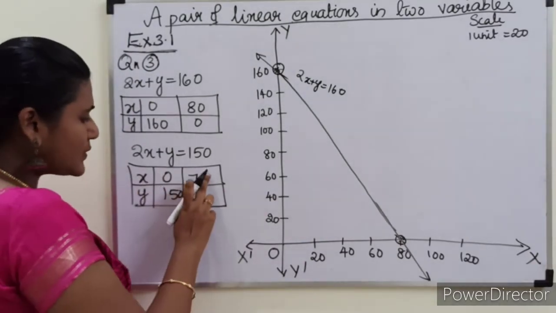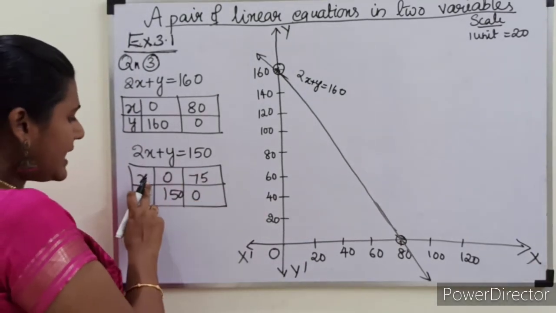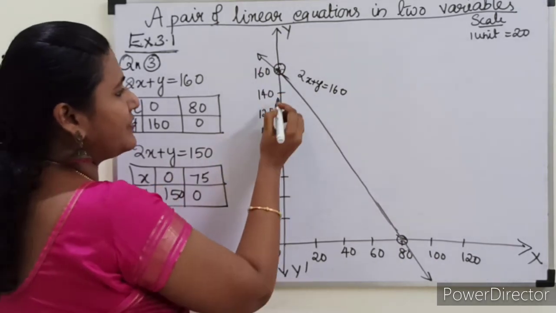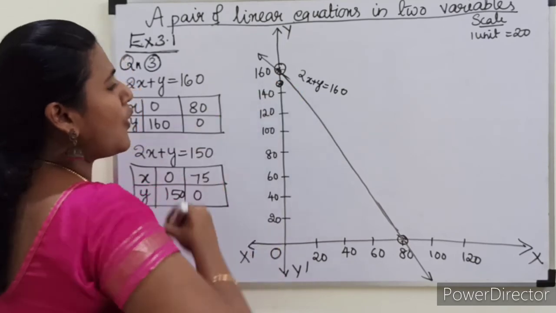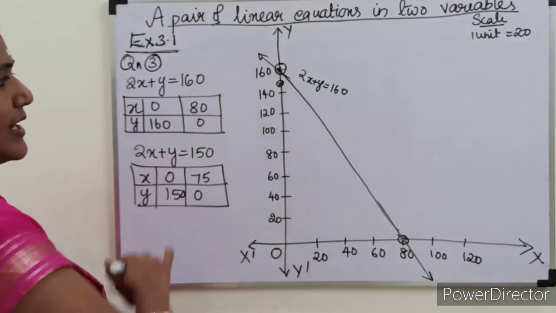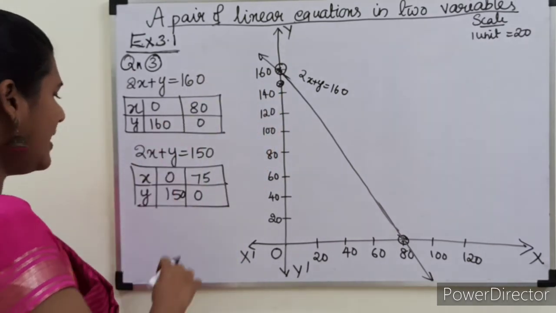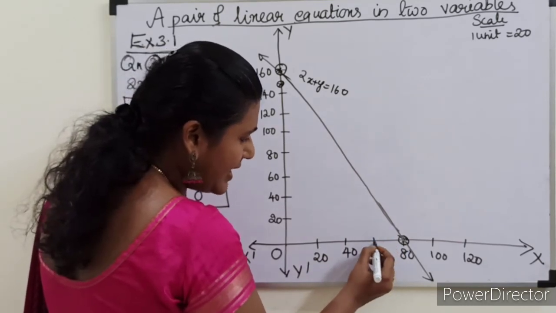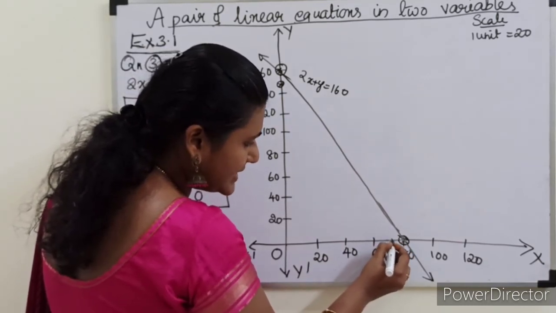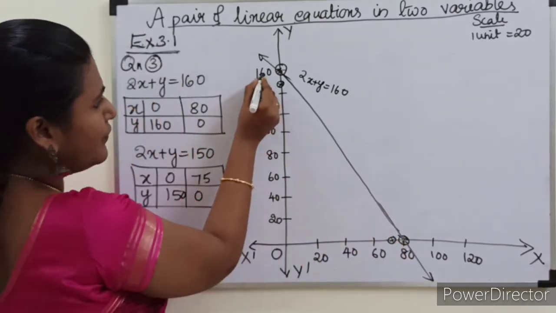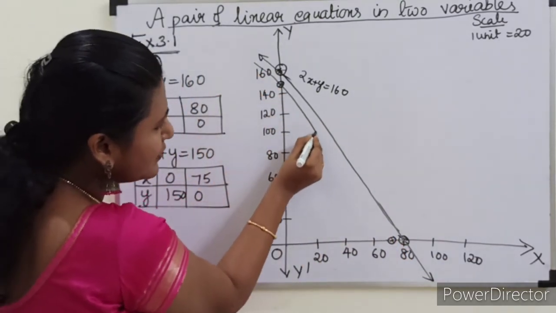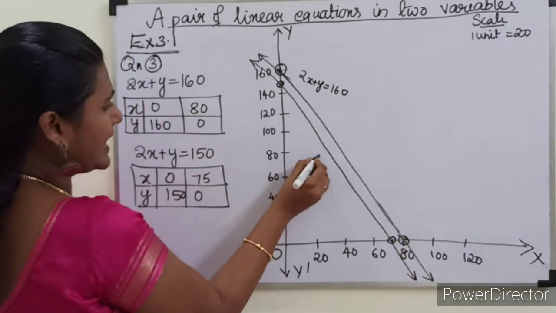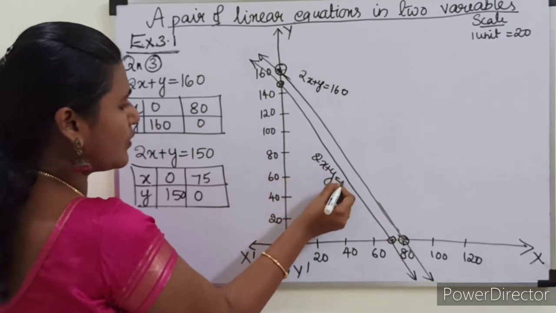Now we will plot the solutions of the second equation. x is equal to 0, y is equal to 150. 150 is the mid value of 140 and 160. So this is the first solution. Then x 75, y 0. For x is 75, the midpoint will be 70, then here will be 75. If you join these points, we will get the graph of the second equation, that is 2x plus y is equal to 150.